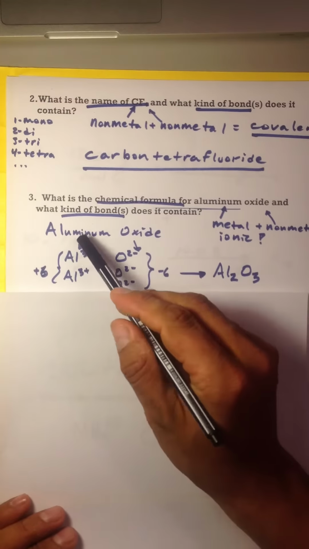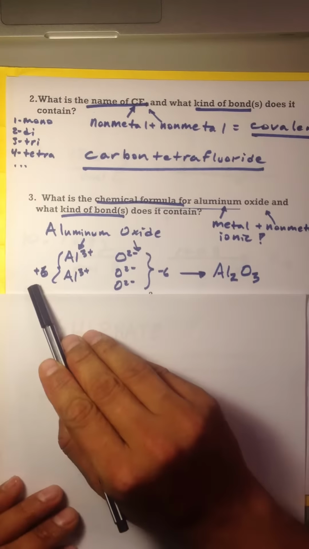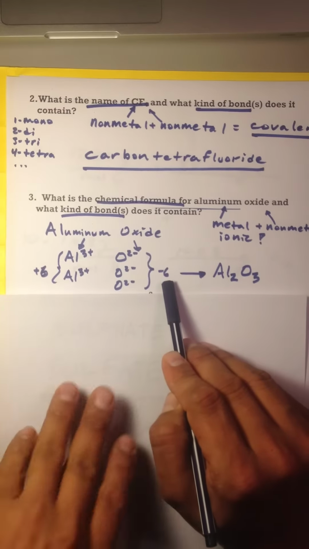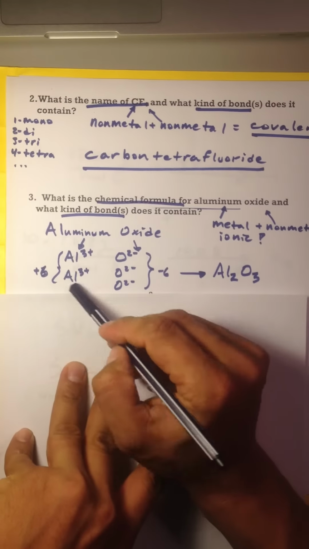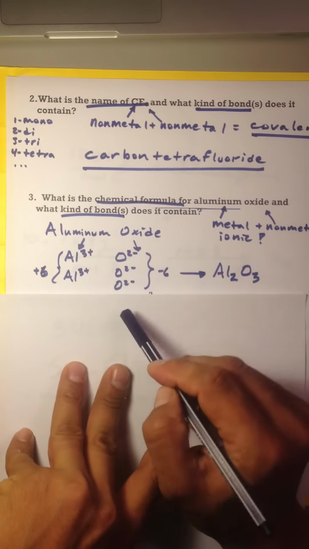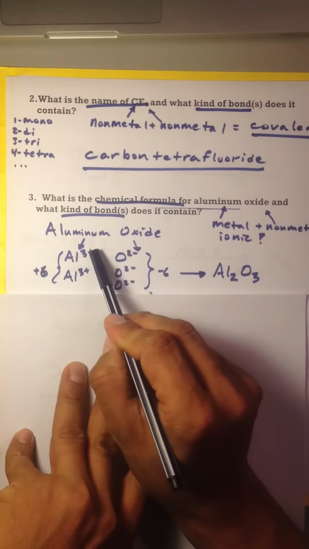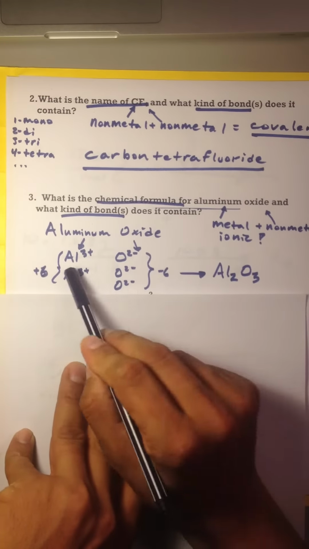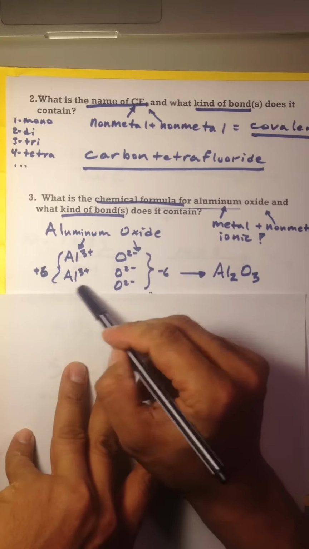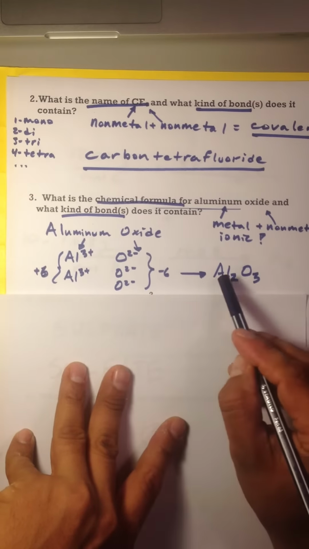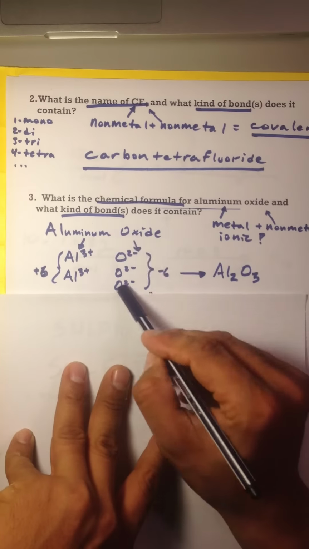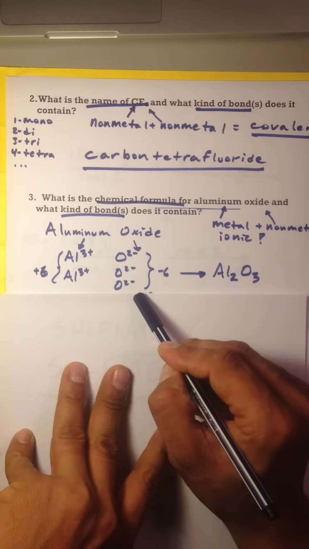Right! We need to have this balance out by making this +6 and -6. So we have 2 aluminums and 3 oxygens. You see how this -2, -2, -2 is -6, and over here it's +3, +3, that's +6. They have to balance out. And how do we say when there's 2 aluminums? We go Al2. And how do we say in a compound when there's 3 oxygens? 3.